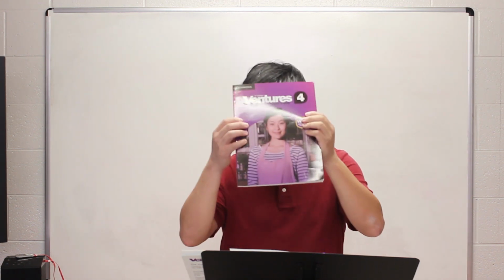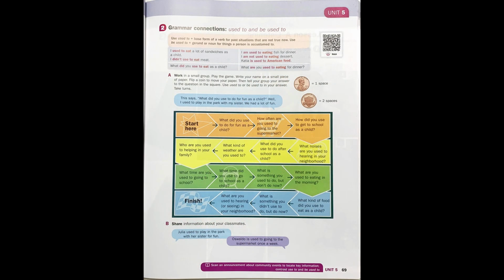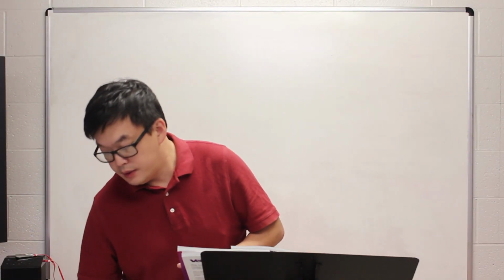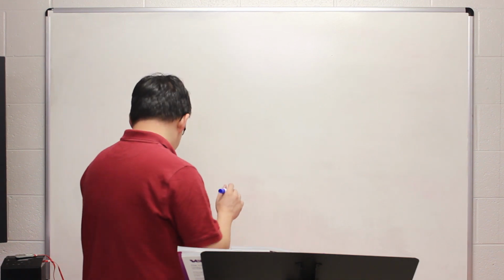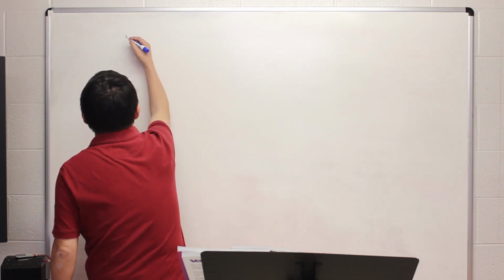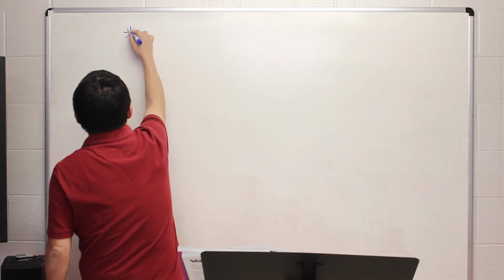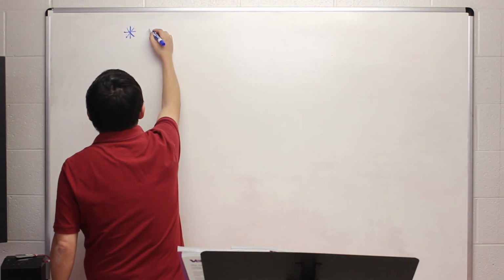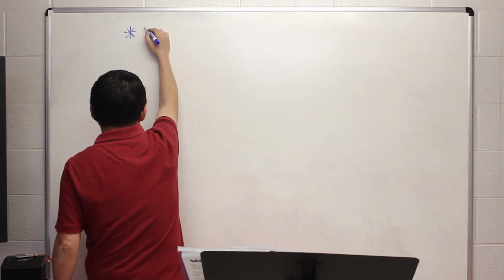Okay guys, so now let's take your student book and let's go to page 69. Page 69. And now we are going to talk about grammar connections, used to and be used to. Very important for you to understand. Let me write down here. They look similar, but we use them differently, okay?